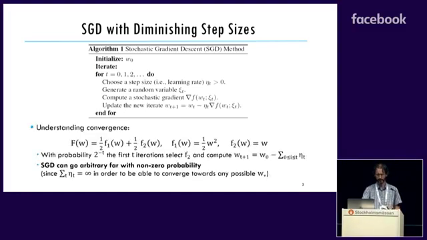So let us look again at what happened with SGD with this particular example. Take this strongly convex objective function with component functions half W squared and W. Then with probability 2 to the power minus t, the first t iterations select F2, and therefore the SGD algorithm computes W(t+1) as W0 minus the sum of the previous step sizes. This implies that SGD can go arbitrarily far with non-zero probability, because SGD wants to be able to reach any possible W star, and therefore the infinite sum of all the step sizes is infinite.